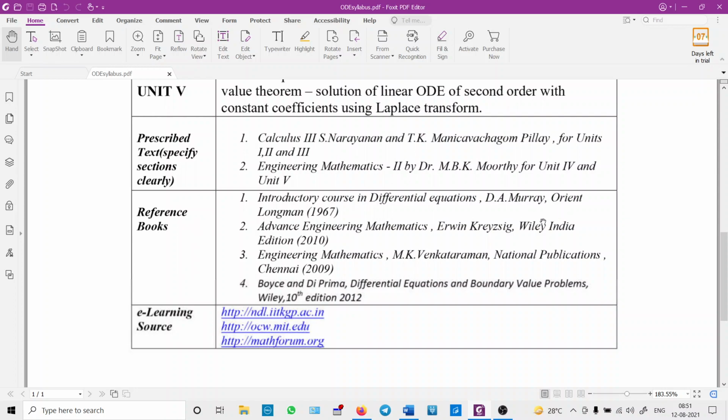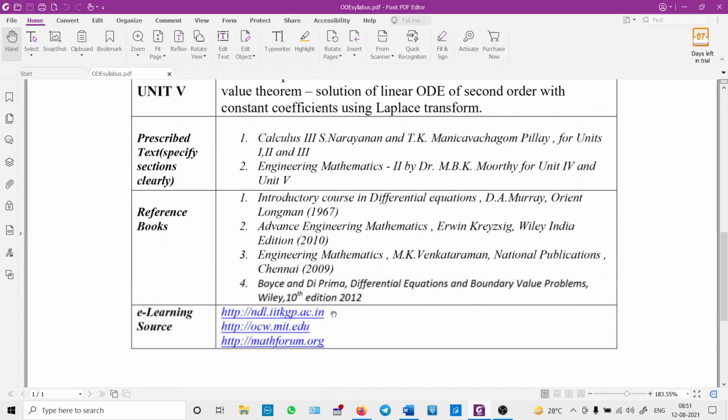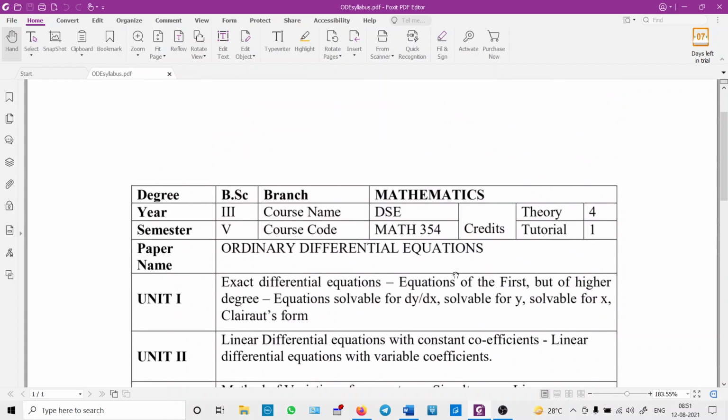Students can refer to these reference books other than the prescribed books. You can download them from the internet, or you can check in the central library for these books. And these are the key contents. Students can visit these websites and check for various kinds of problems and methods. Now we'll go to the basic definitions.